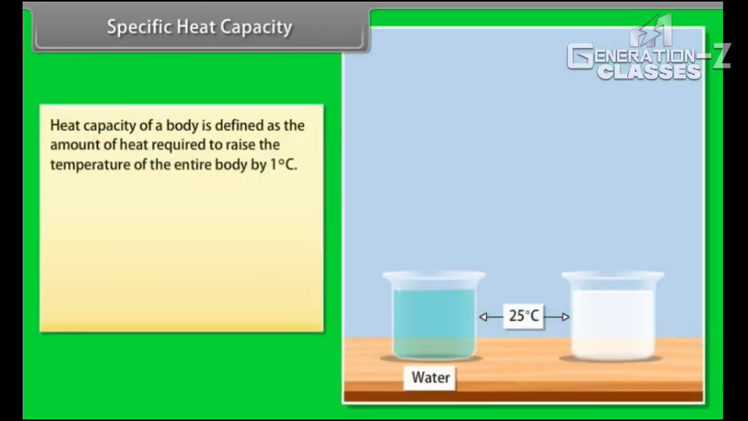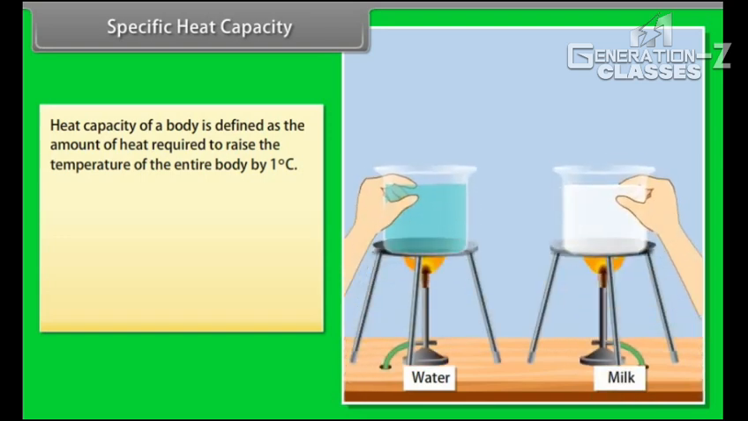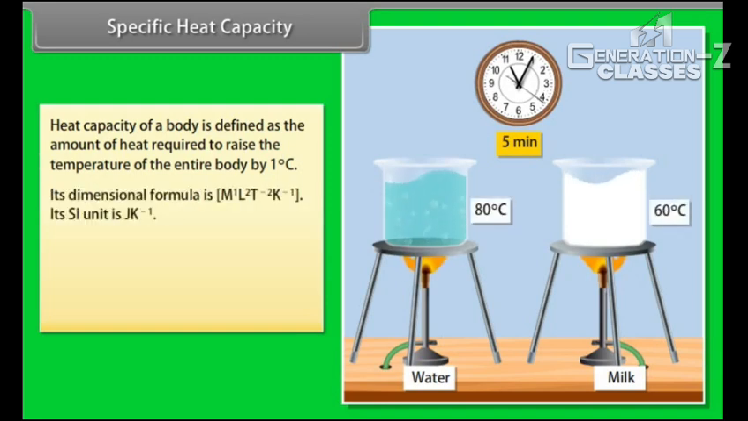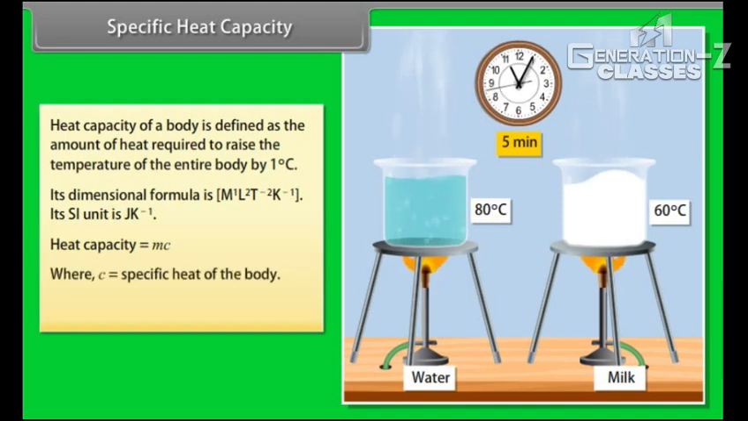Heat capacity of a body is defined as the amount of heat required to raise the temperature of the entire body by 1 degree Celsius. Its dimensional formula is M L^2 T^-2 K^-1. Its SI unit is joule per Kelvin. Heat capacity is equal to mc, where C is the specific heat of the body and m is the mass of the body.